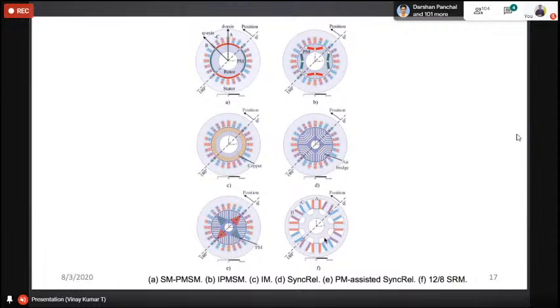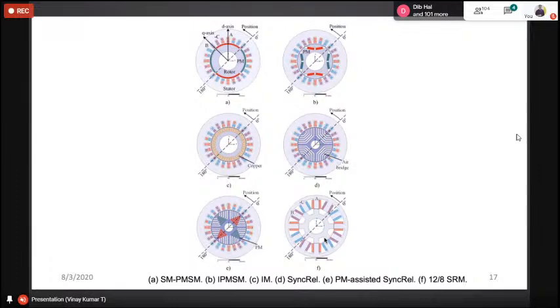Right? Come to the SRM. In the case of the switch reluctance machine, torque is in discontinuous mode. Why is torque in discontinuous mode? In the next slide, I will try to explain why torque ripples are more in SRM. Here, what are the drawbacks of SRM in electric vehicles in braking mode? We'll try to discuss that. Right?